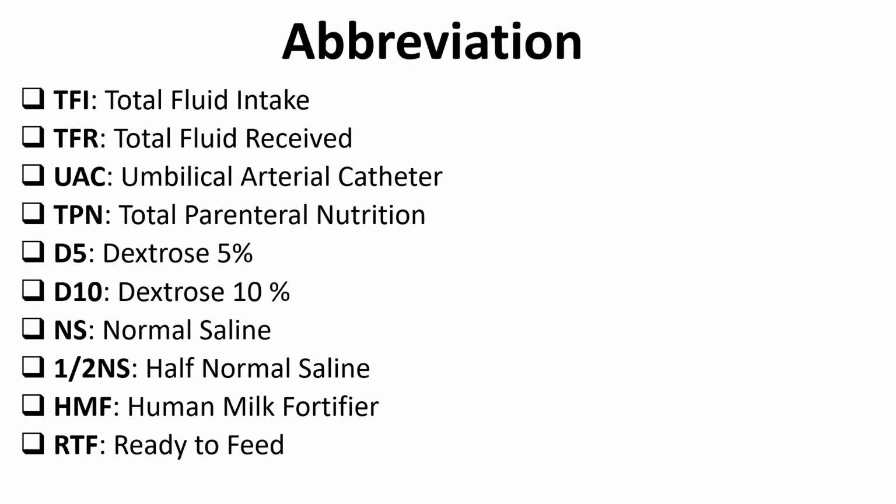So when we also monitor the GI, like what we did in the breathing and in the ventilation, we have some abbreviations. The first abbreviation, which is very important, is the TFI, which is the total fluid intake. It is the amount of fluid that goes to the baby in 24 hours.